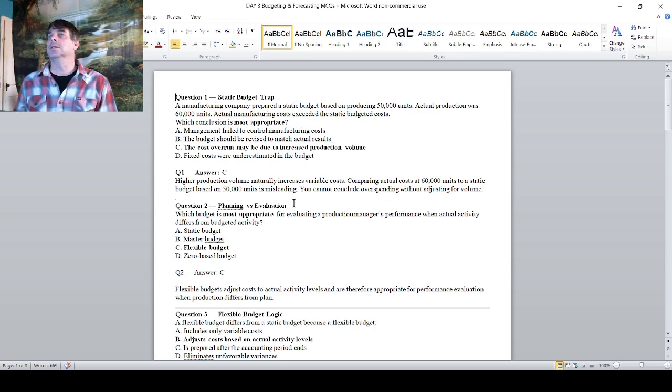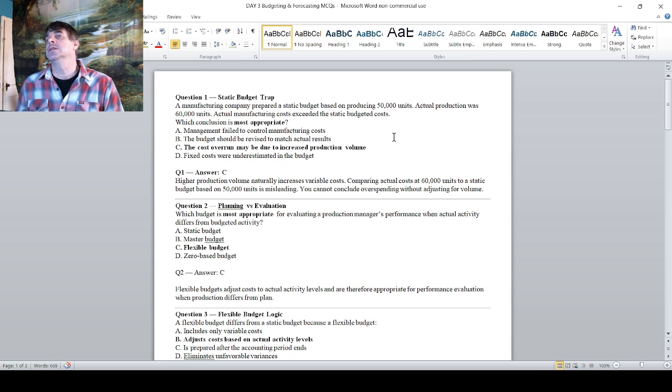All right, so question one, static budget trap. A manufacturing company prepared a static budget based on producing 50,000 units. Actual production was 60,000 units. Actual manufacturing costs exceeded the static budgeted costs. Which conclusion is most appropriate?